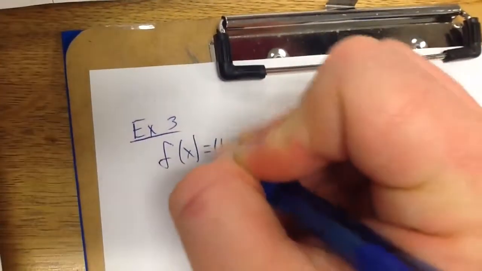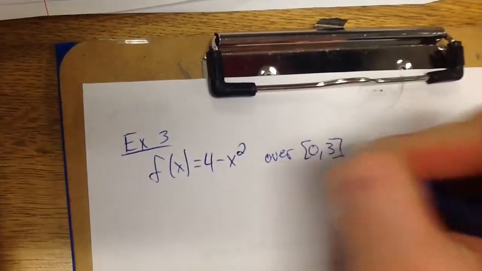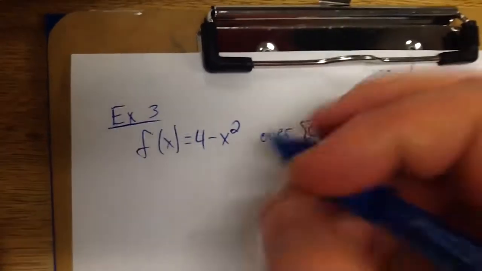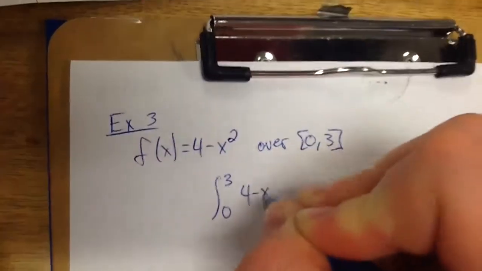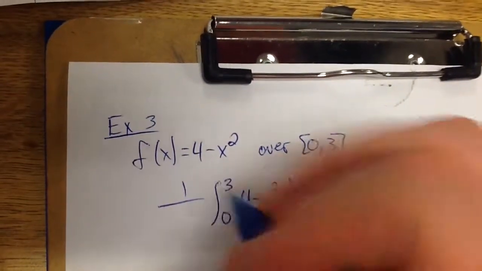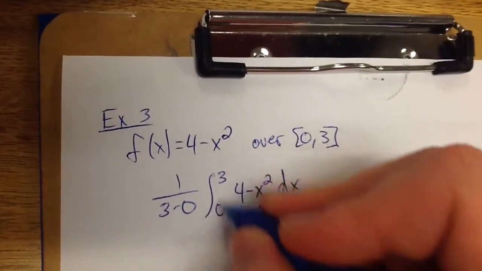This is example 3 in the book. It just says, find the average value of 4 minus x squared over the interval 0 through to 3. So you do the integral from 0 to 3 of your function, and then in front you got 1 over b minus a, so whatever the top one is, so you do 1 over 3 minus 0. So you just do the integral and then do that fraction with those numbers in front.